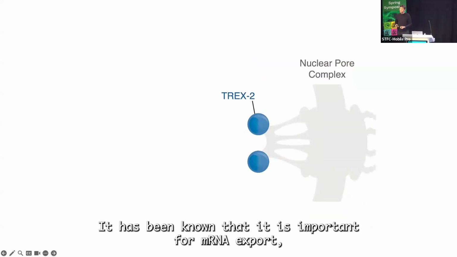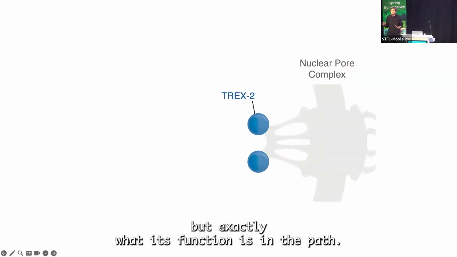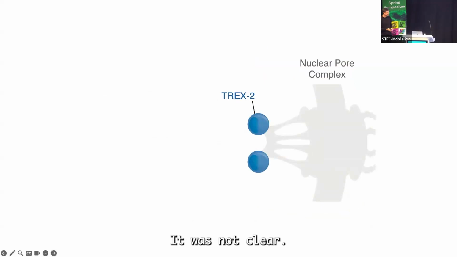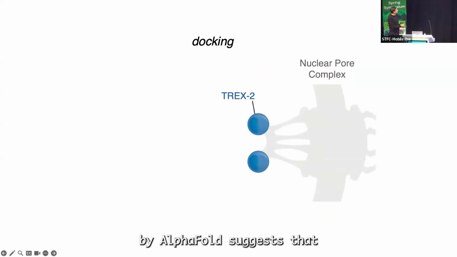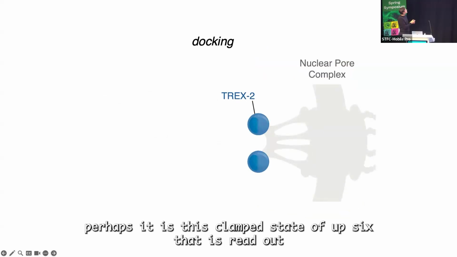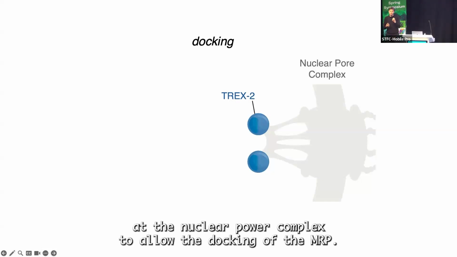It had been known that it is important for mRNA export, but exactly what its function is in the pathway was not clear. And so the prediction by AlphaFold suggests that perhaps it is this clamped state of UAP56 that is read out at the nuclear pore complex to allow the docking of the mRNP.